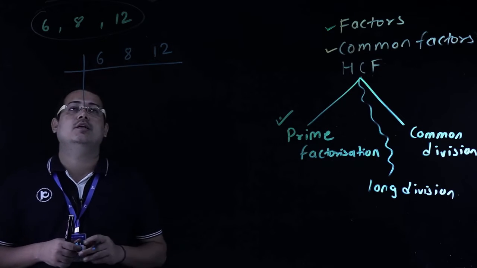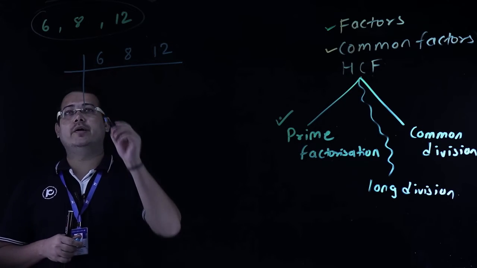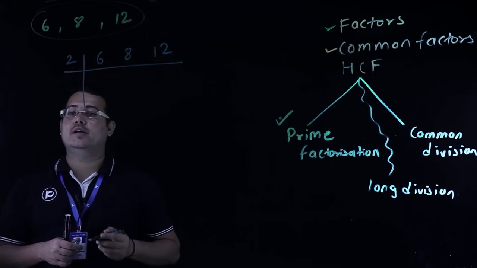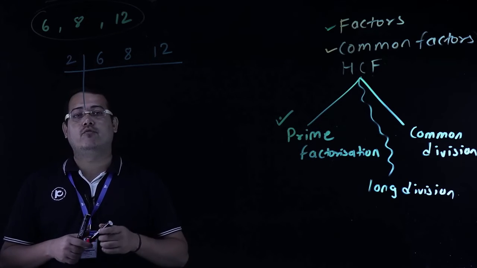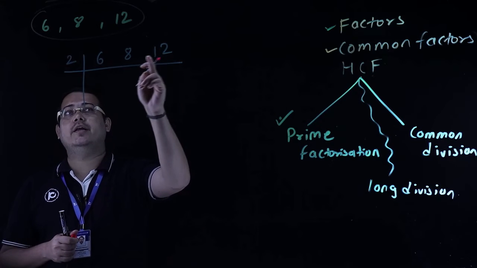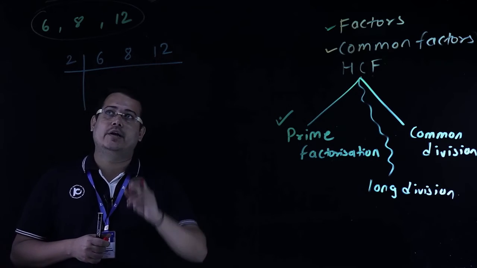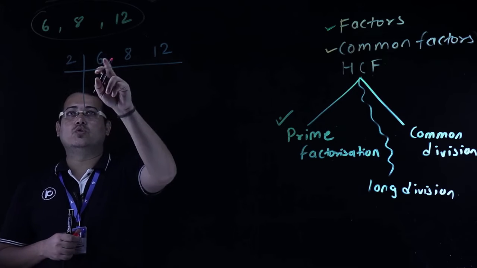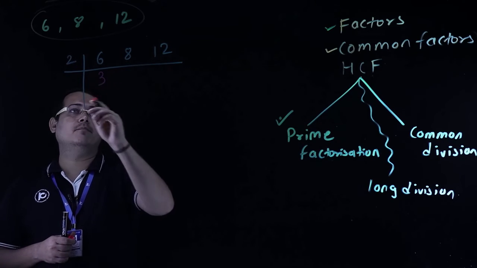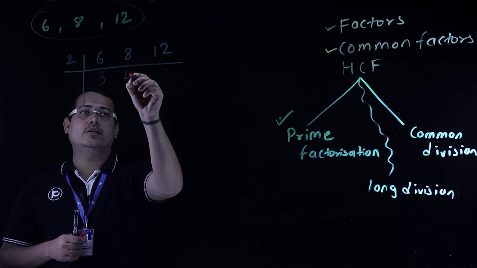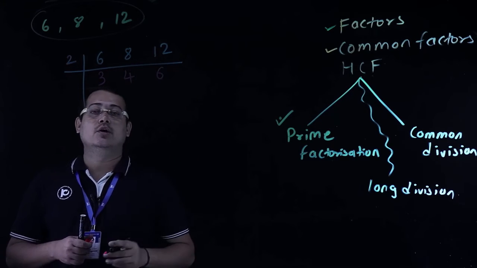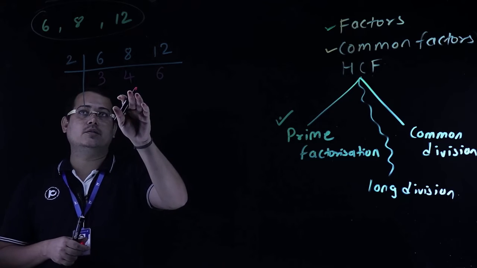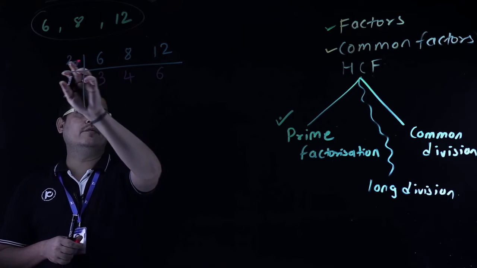So as you can see, these are even numbers, so they will be divisible by 2. As you know from the divisibility rule, if you have an even number at the units place, it is divisible by 2. So 6 divided by 2, the answer is 3. 8 divided by 2, the answer is 4, and 12 divided by 2, the answer is 6. You have to keep dividing the numbers until all the numbers are no longer divisible by 2.